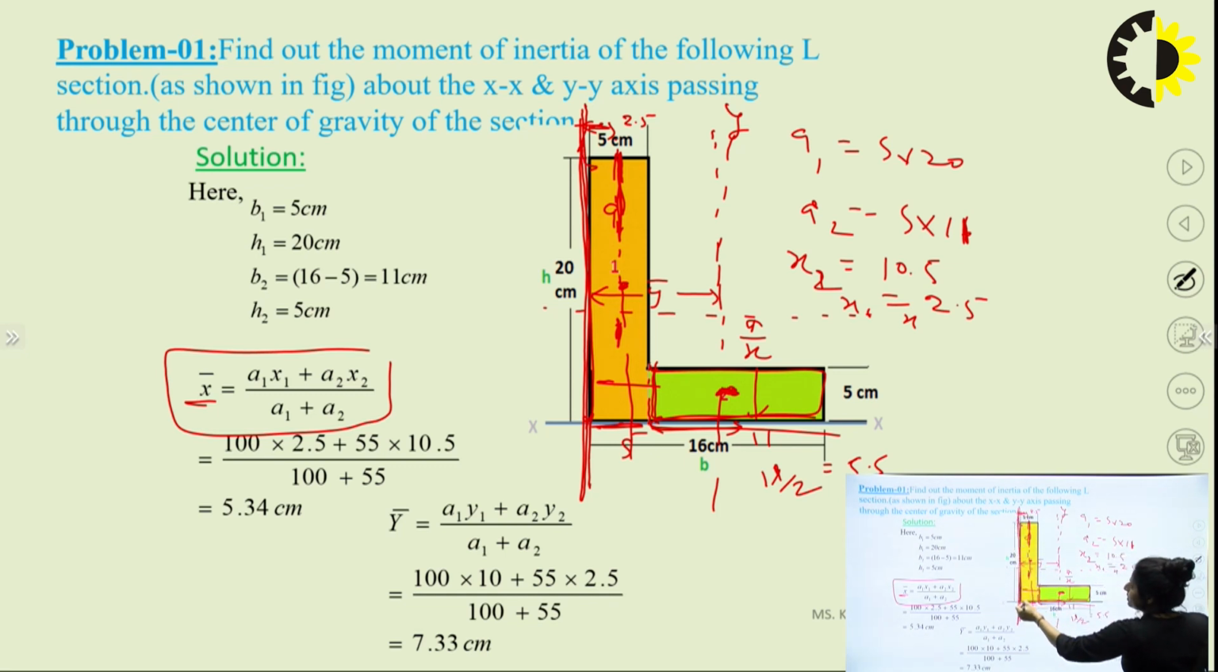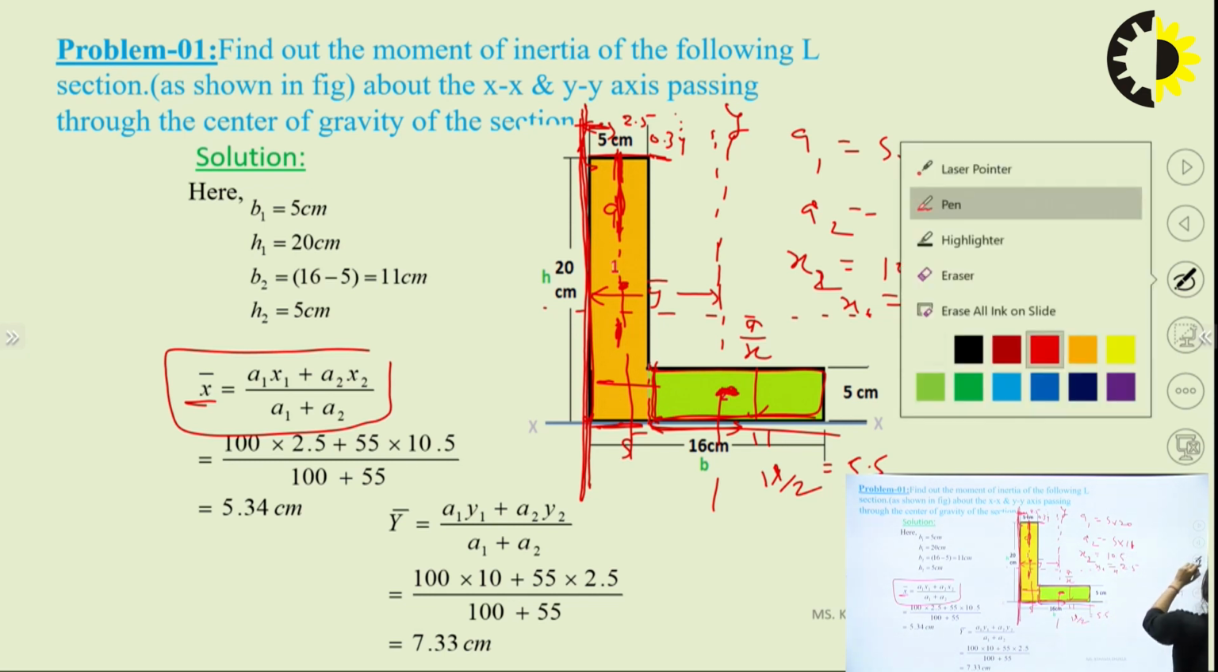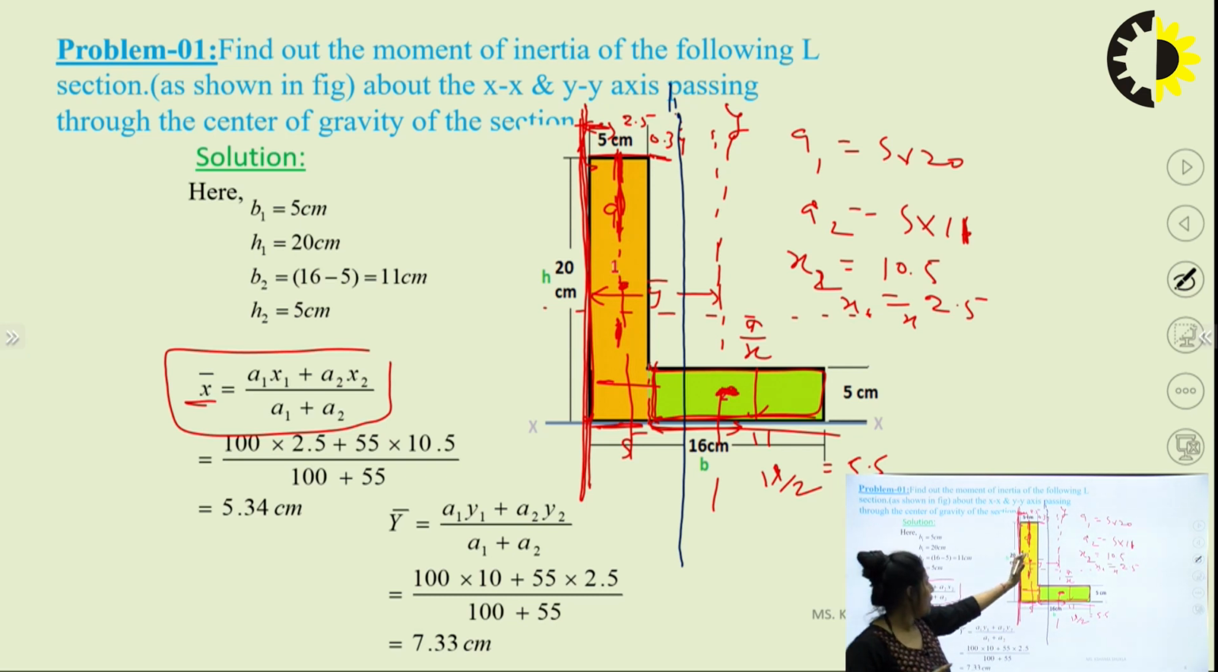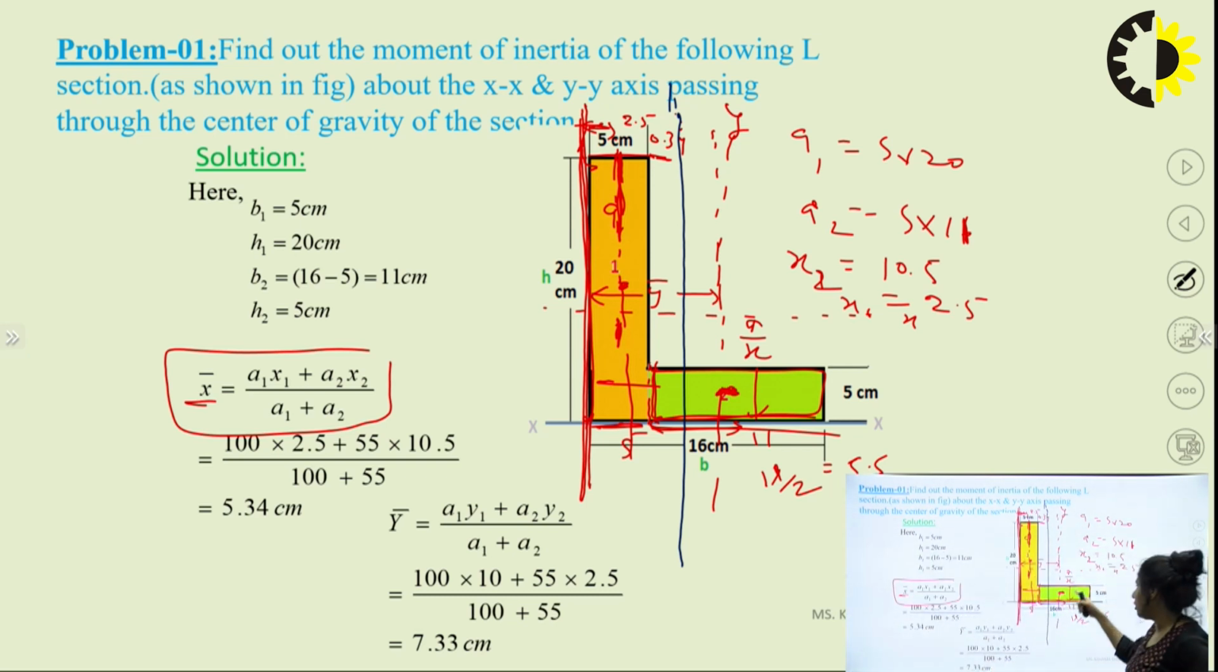This y axis lies 5.34 centimeter from left. So this is 5.34. Okay, so our actual axis lies here. Okay, so this is our neutral axis. Okay, I found out the y axis. Now I need to find out the x axis.